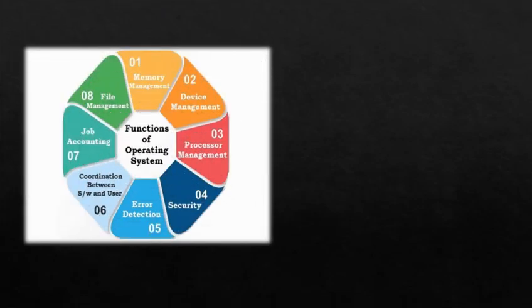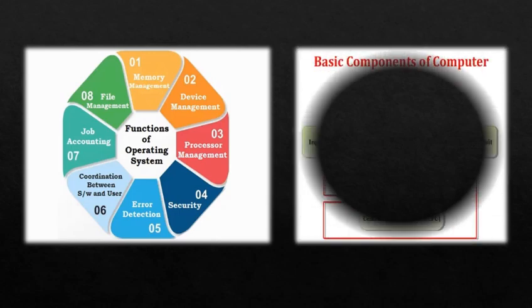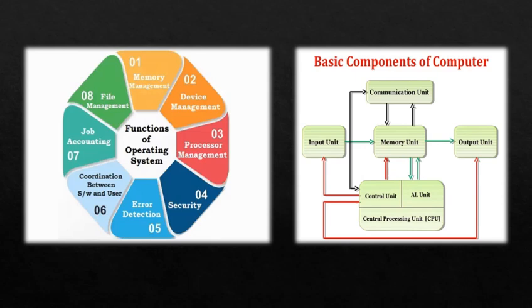They are memory management, device management, process management, security, error detection, coordination between software and user, job accounting, file management. And coming to the basic components of computer: communication unit, input unit, memory unit, output unit, control unit, ALU, and central processing unit.